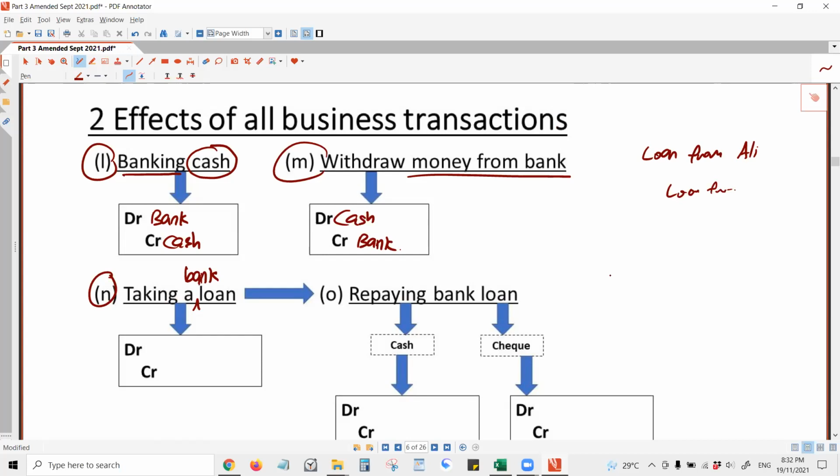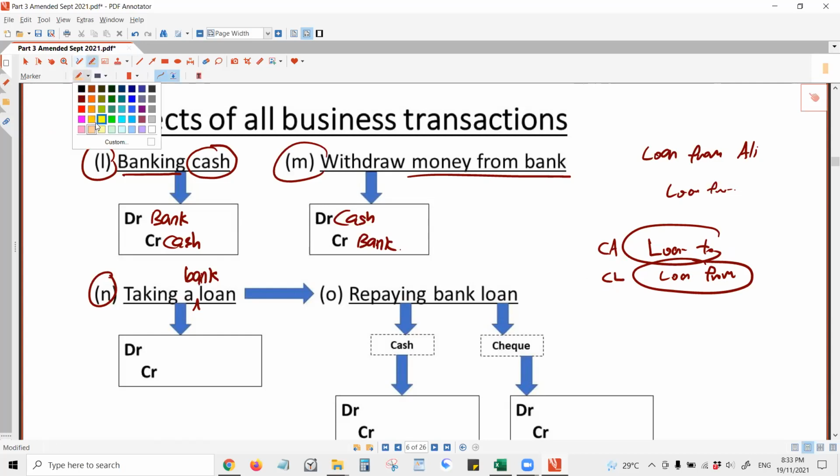And remember from part one, I told you there's a big difference between loan to and loan from. That's the tricky thing you learned in part one. Loan to somebody means it's a current asset, because somebody owes us money after you have lent to them. Loan from somebody means you have borrowed money from somebody, now you owe somebody money. So this is a current liability. It's a common trick given in the exam, so you have to remember. Now come back to this. We look at the transaction of taking a bank loan.